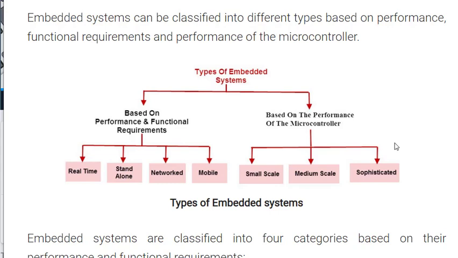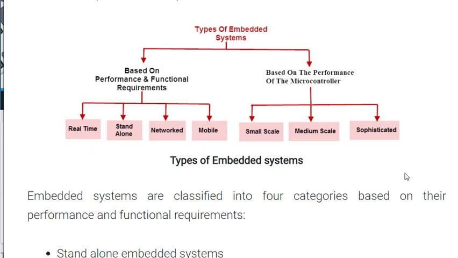Real-time embedded systems. A real-time embedded system is defined as a system which gives a required output in a particular time. These types of embedded systems follow the time deadlines for completion of a task. Real-time embedded systems are classified into two types, such as soft and hard real-time systems.